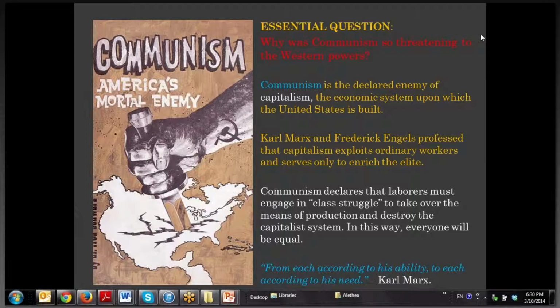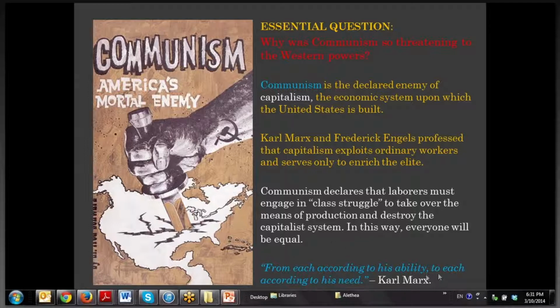Communism, and we need a moment here because this is very important for students of the Vietnam War to understand. Communism is the declared enemy of capitalism, and that is the economic system upon which the United States, and in fact most of the world, is built. Karl Marx and Friedrich Engels professed that capitalism exploits ordinary workers and serves only to enrich the elite, right? And it declares that laborers must engage in a class struggle to take over the means of production, right? All the resources, all the land, all the distribution channels, and destroy the capitalist system. So in this way, theoretically, everyone will be equal.